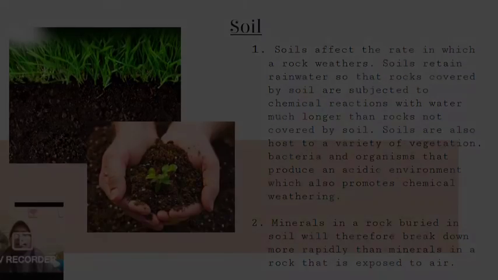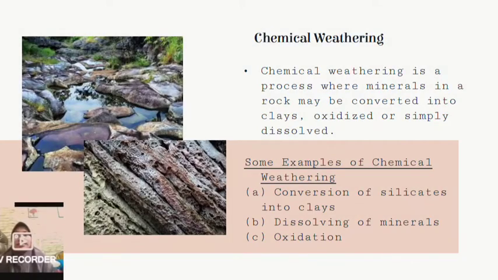Next, chemical weathering. Chemical weathering is a process in which minerals in rock may be converted into clays, oxides or simply dissolved. Some examples of chemical weathering are the conversion of silicates into clays, the dissolving of minerals, and oxidation. Physical weathering is when rocks are broken apart by mechanical processes. That's all from me.